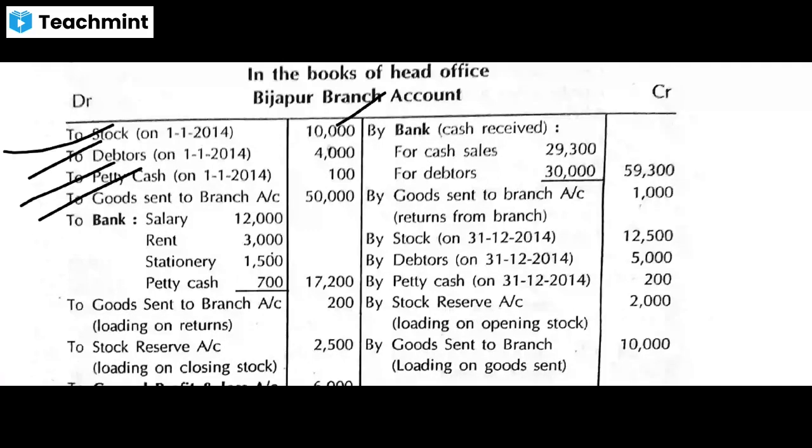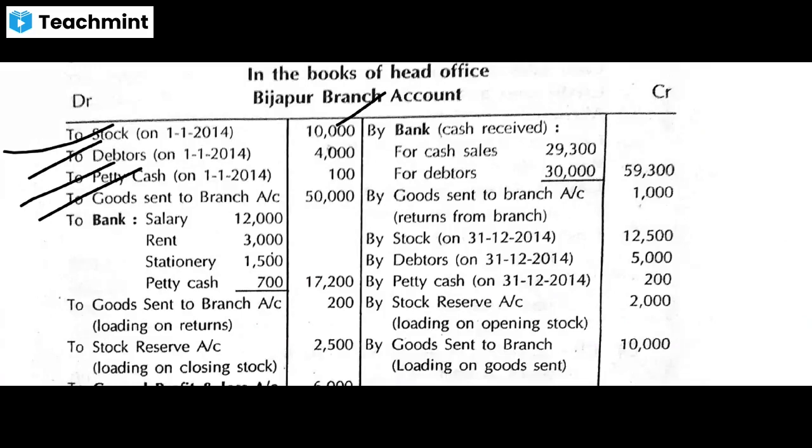Now credit side, by bank, cash received. For cash sales 29,300, and from debtors it is received 30,000. Total 59,300 is cash received from branch. Then by goods sent to branch account, return from branch.